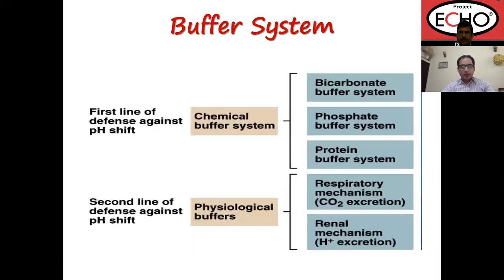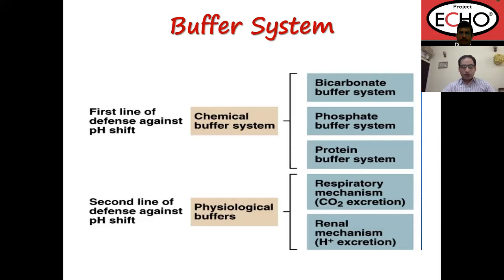So for each problem, nature has some defense system in place, for example, for sepsis or acid-base disorder. We have various mechanisms to prevent any change in the pH, which is known as the buffer system. Broadly speaking, the buffer system can be divided into two types: the chemical buffer system and the physiological buffer system.